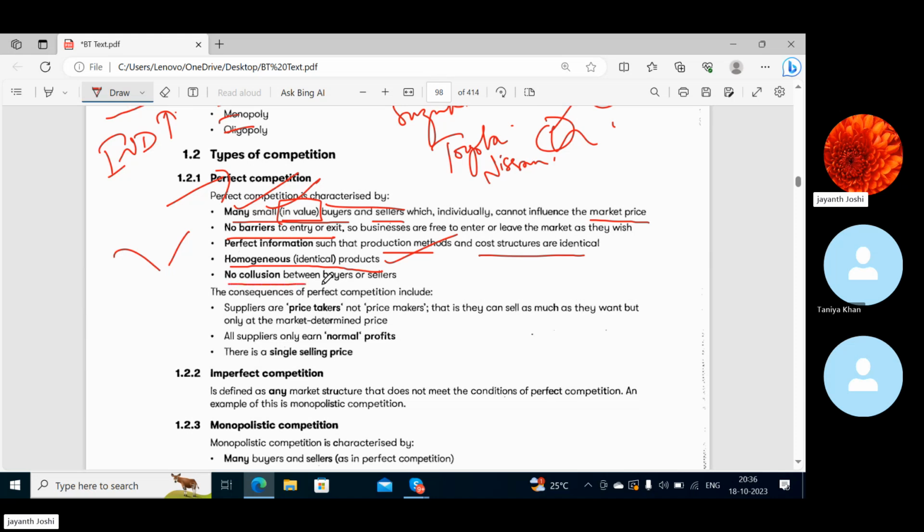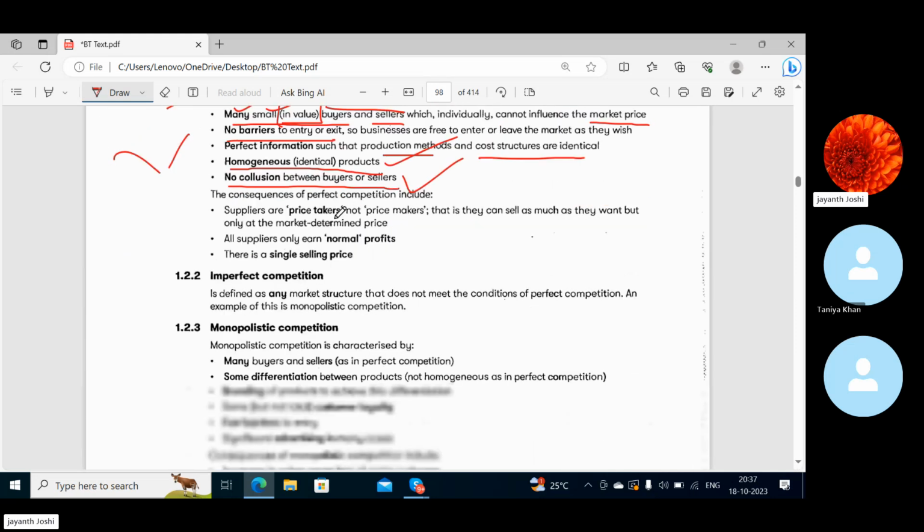No collusion between buyers and sellers. There is no collusion or, I can say, indifferences. What sellers are selling, buyers are willing to buy, and we don't see any kind of clash in this case, right? Now, what are the consequences of perfect competition?